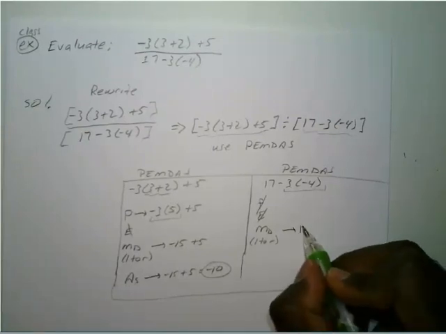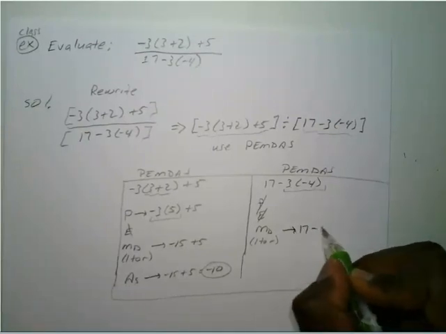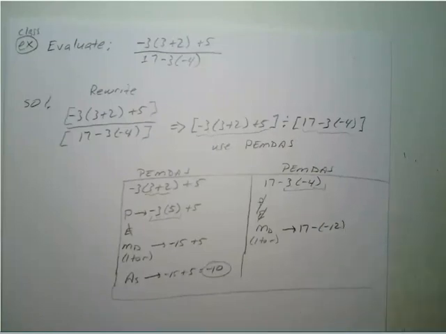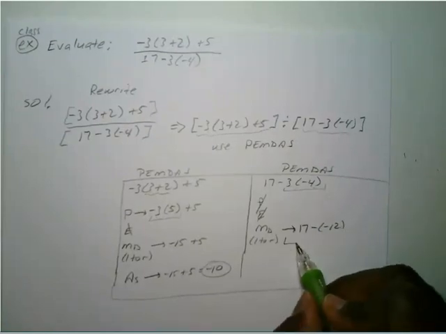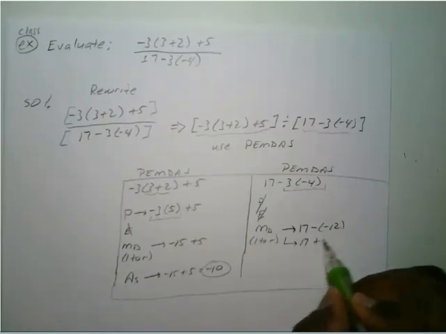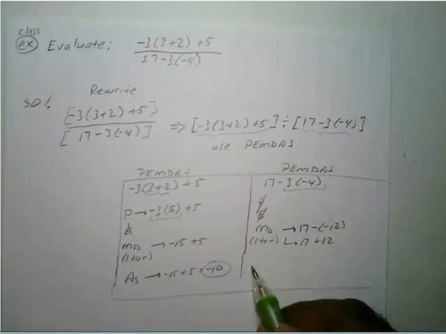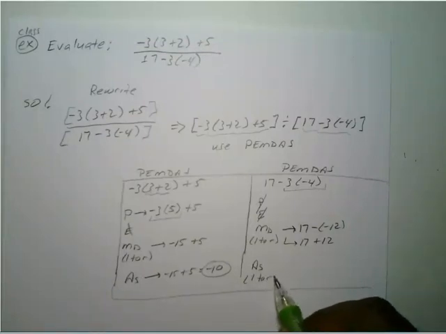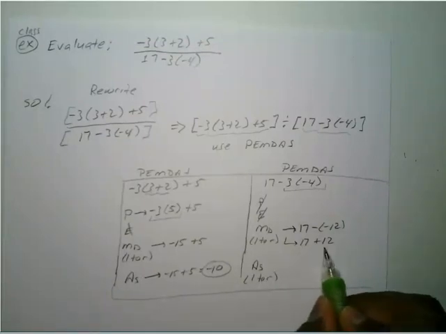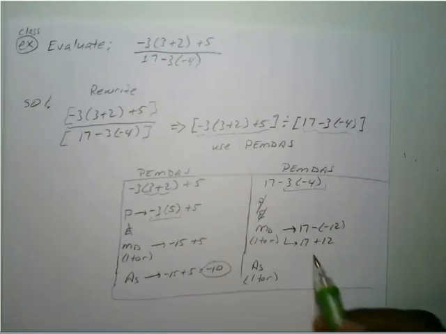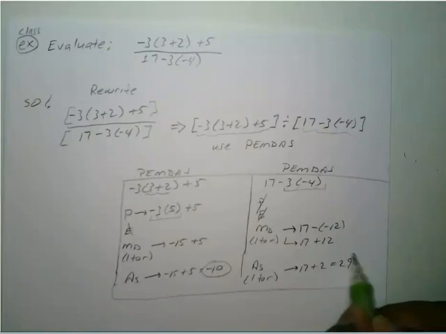So we have 17 minus negative 12, or you can rewrite that as 17 plus. The opposite of negative 12 is positive 12. Then you have addition and subtraction, again from left to right. You didn't really have to write it. You could have solved it here, as you know by now. So 17 plus 12 is 29.